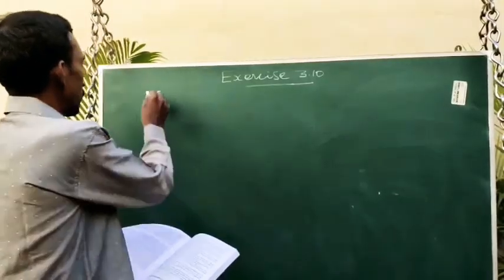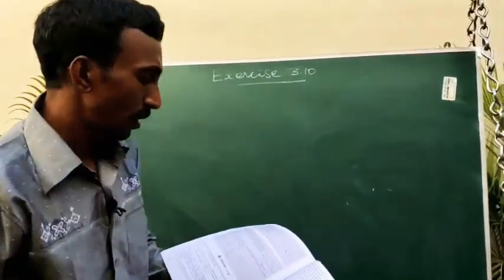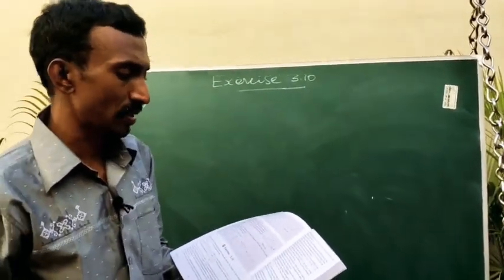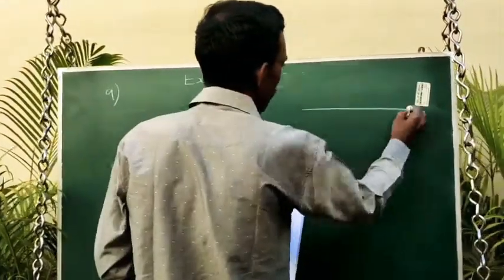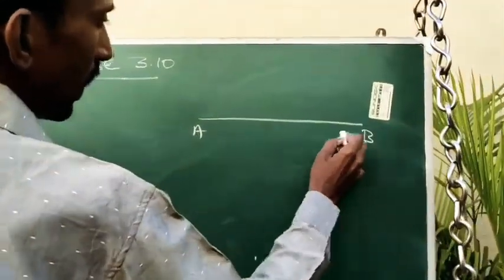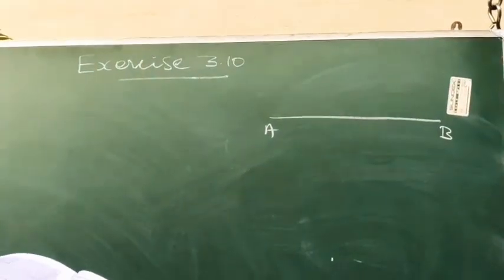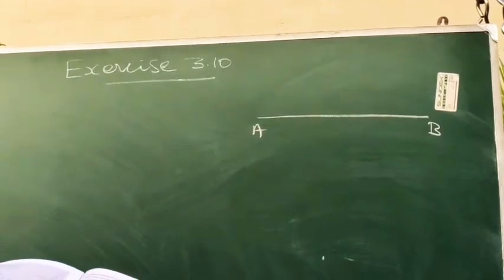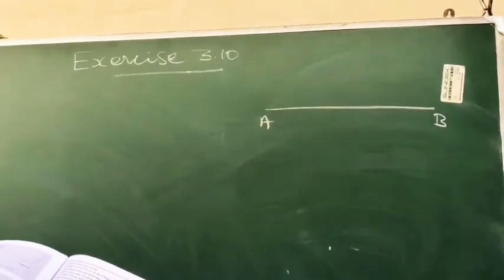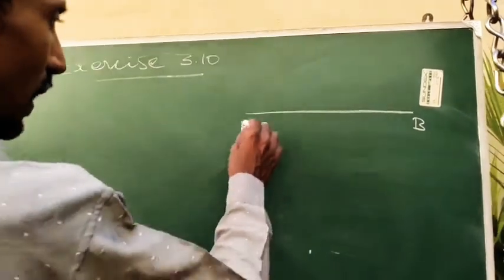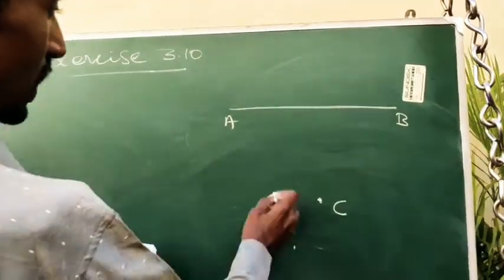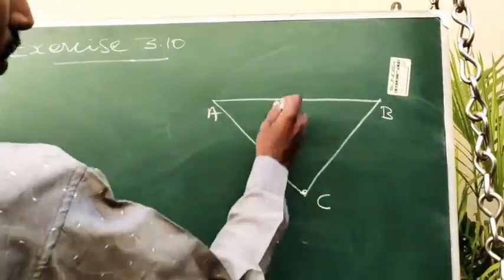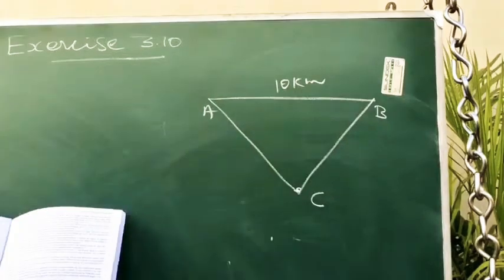Question number 9 in the exercise 3.10. Two Navy helicopters A and B are flying over Bay of Bengal at the same altitude. So imagine the two helicopters at A and B at the same altitude, from the sea level, to search a missing boat. Pilots of both helicopters sight the boat at the same time while they are 10 km apart. So here may be the boat, you can assume it is at sea. So it is the boat. The distance between them is 10 km.